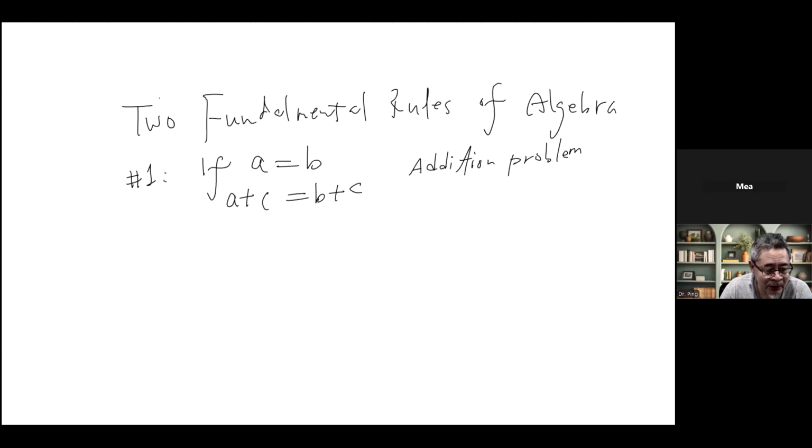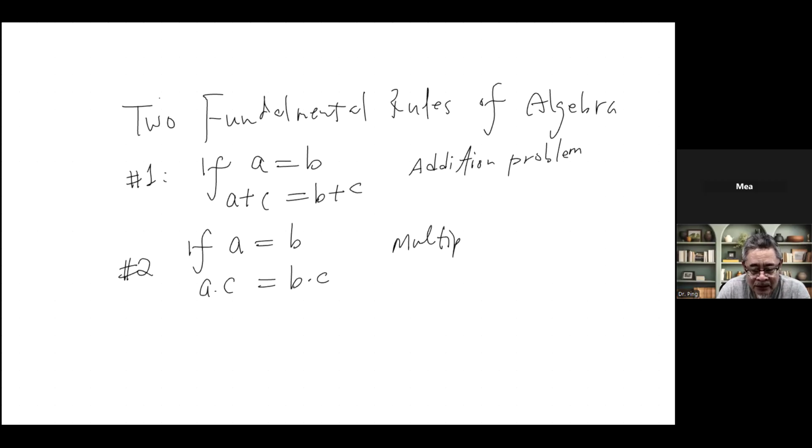Now, rule number two is if A is equal to B, then A times C is equal to B times C. So this is called the multiplication property. Okay, so as far as this has to do with equations, we either add the same thing on both sides or we multiply the same number on both sides.